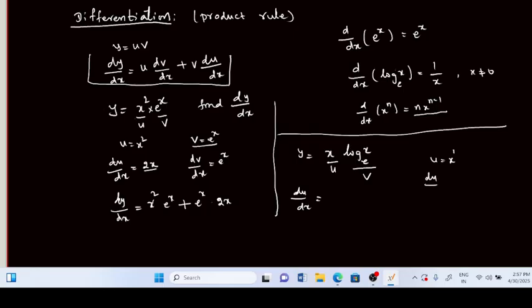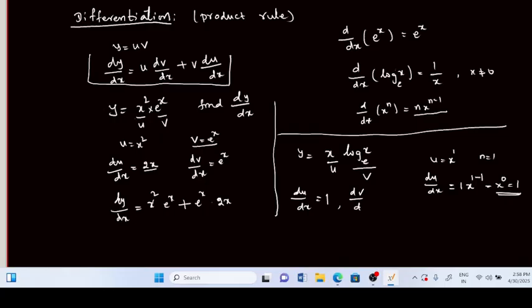If we differentiate this one, n is 1. We write it in the left hand side, then into x power n minus 1, that is 1 minus 1, we must subtract. We get x power 0. x power 0 is 1. Anything power 0 is 1. So differentiation of x is 1.